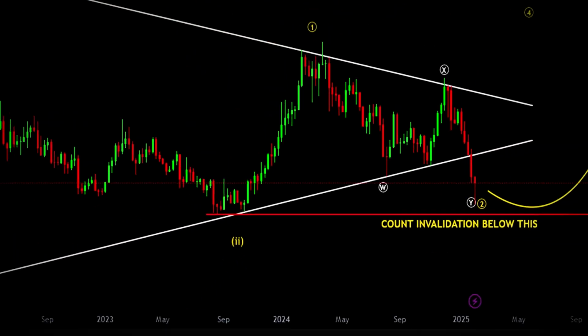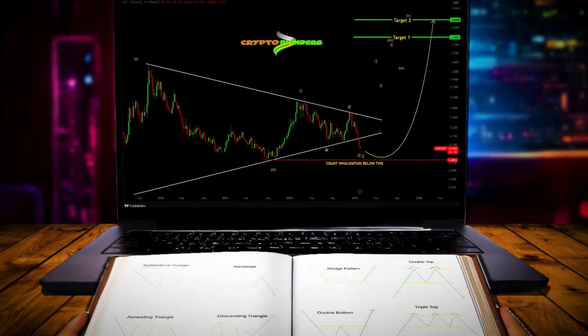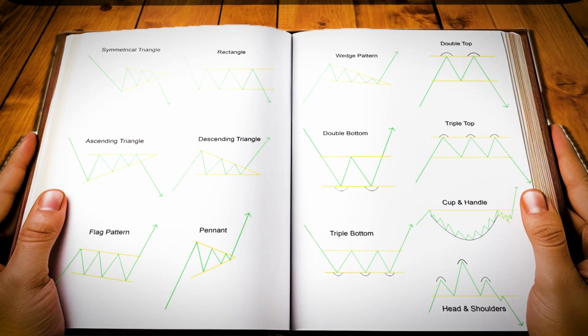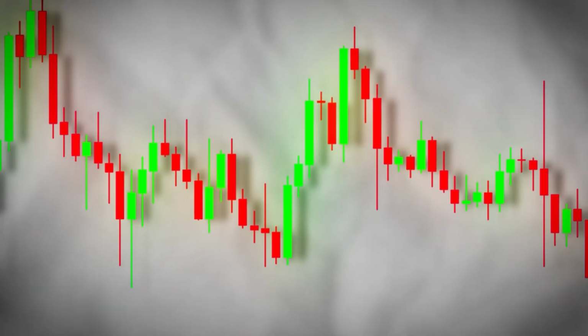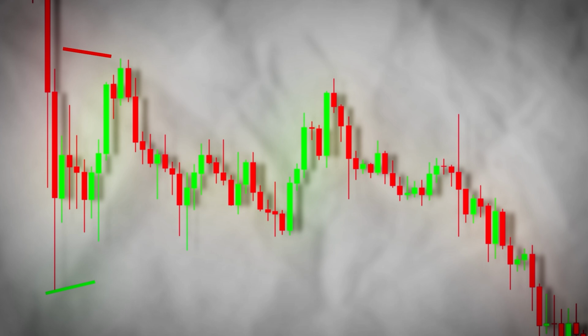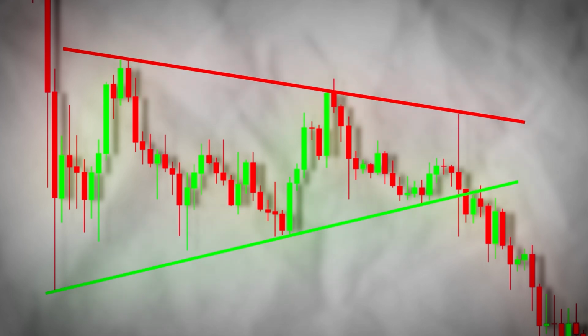Traders analyze price charts to identify recurring patterns that can indicate potential trend reversals or continuation. Symmetrical triangle. A symmetrical triangle is a chart pattern characterized by two converging trend lines connecting a series of sequential peaks and troughs. These trend lines should be converging at a roughly equal slope.